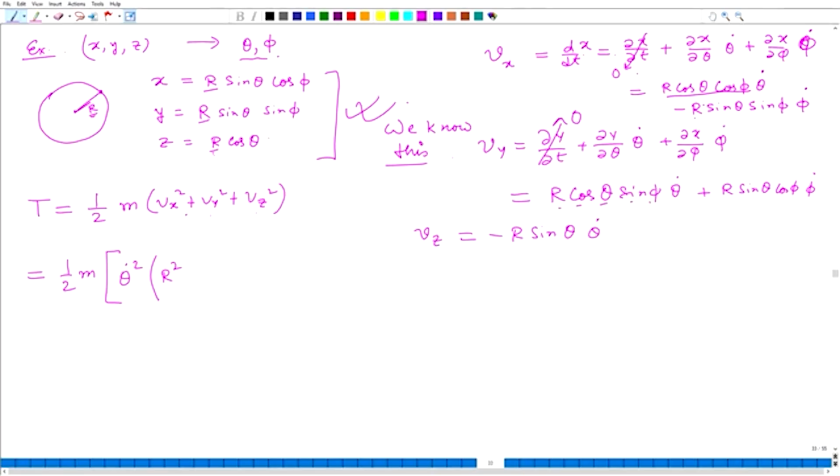So, you will have r square cos square theta, then you will also have r square sin square theta. So, finally, you will have r square. Okay. So, I can write this r square plus phi dot square. So, I have this term and this term, from where I can see this is nothing but r square sin square theta phi dot square.